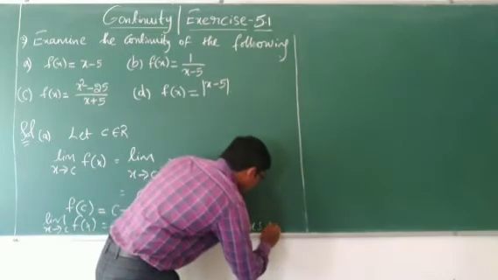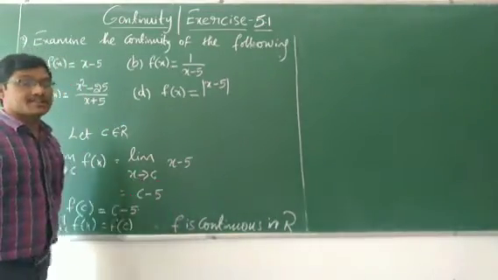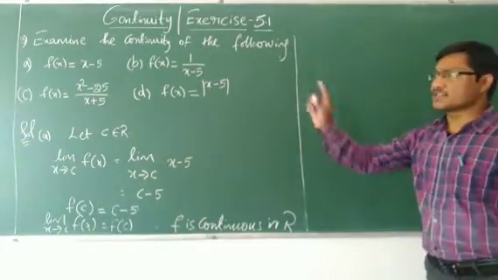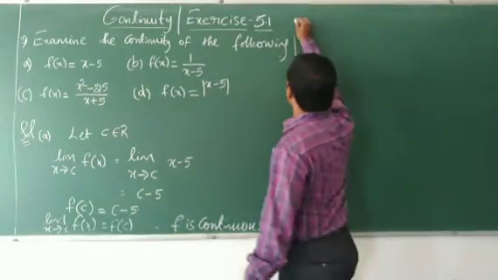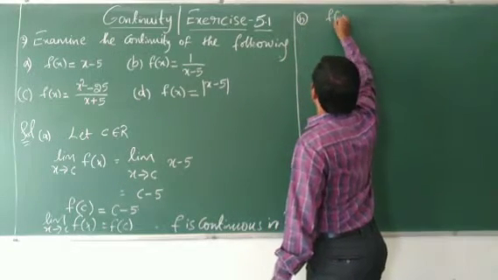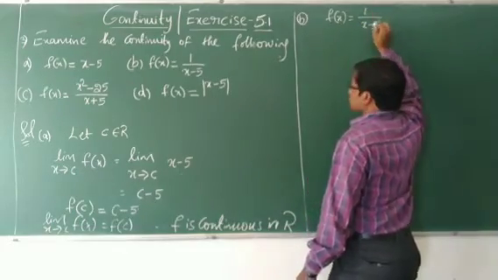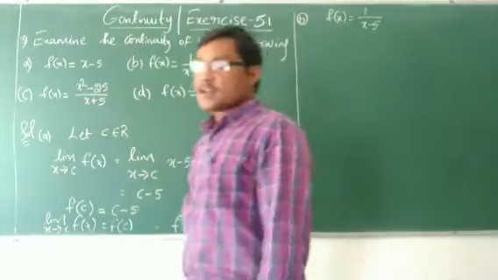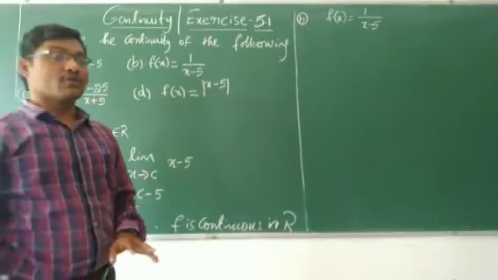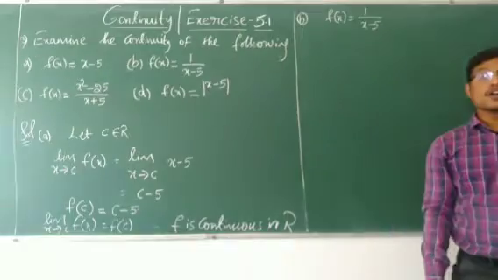Therefore, f is continuous in, you have to write where it is continuous. You have to write continuous in R. That is, in the entire real numbers, the given function is continuous. Take the second question, B. Here, the function is f of x is equal to 1 by x minus 5. Here, what is the domain? Here also there is no point. He is not telling us to verify at x equal to 0 or x equal to 1. You have to verify in the domain.